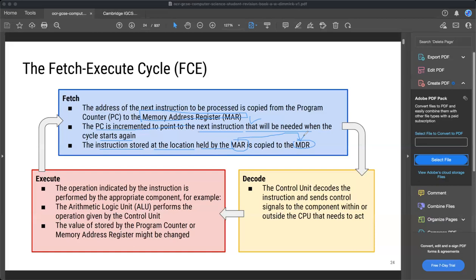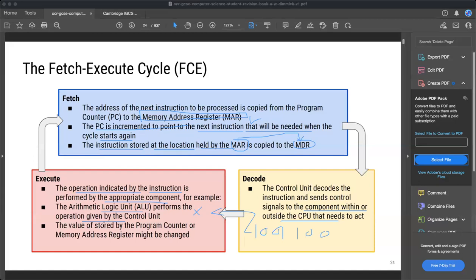Then the instruction will be decoded. It converts into ones and zeros, and then it's sent outside of the CPU for execution, like ones and zeros. This is our instruction. Now it is ready, so it is sent to the execute department. The operation indicated by the instruction is performed by the appropriate component. For example, the ALU performs the operation, but the ALU will not do anything because we have written computer science.